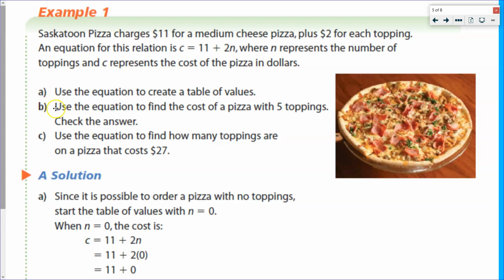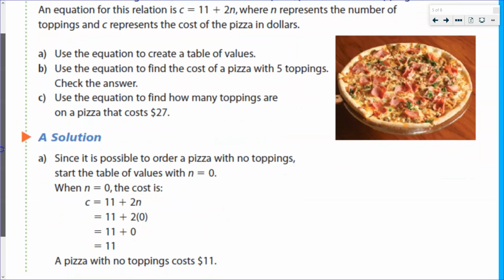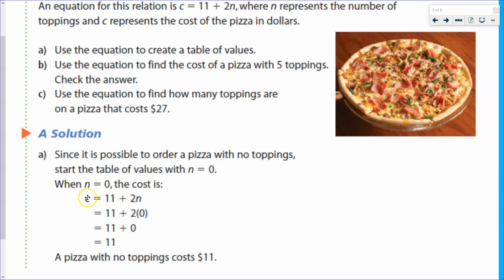Use the equation to find the cost of the pizza with 5 toppings. Check your answer. And use the equation to find how many toppings are on a pizza that costs $27. So you can do a lot of things here. So the first thing we're going to do, use the equation to create a table of values. Since it's possible to order a pizza with no toppings, we're going to start our table of values with n at 0. So when n is 0, the cost is, and we just plug it in.